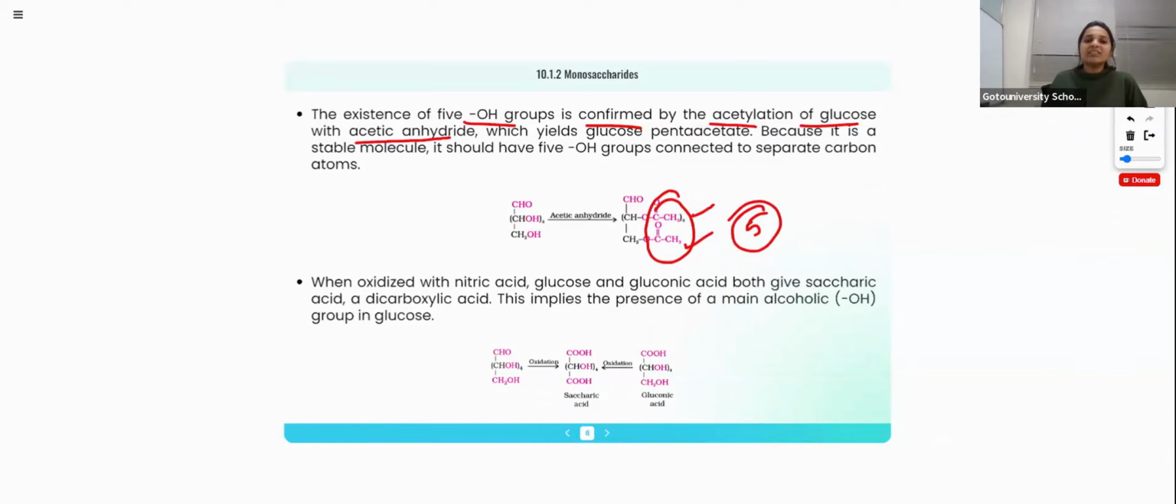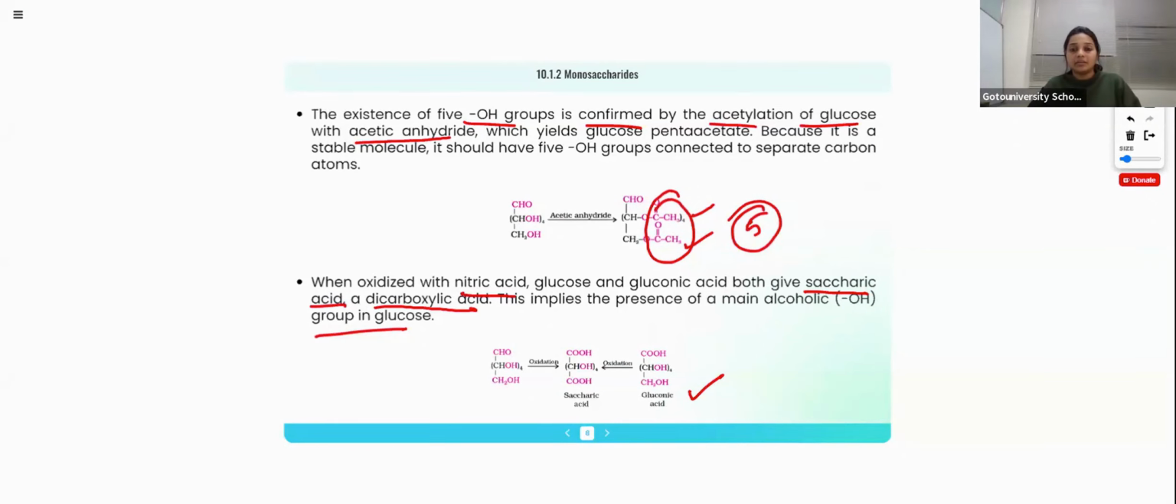Okay. When oxidized with nitric acid, glucose and gluconic acid both give saccharic acid. It is a dicarboxylic acid. Why is saccharic acid called a dicarboxylic acid? Because it contains 2 COOH groups. This implies the presence of alcoholic groups in glucose, because alcoholic groups will normally convert into acid groups by oxidation, right? So it means they contain alcoholic groups. Got it? That's why they are converting into gluconic acid.